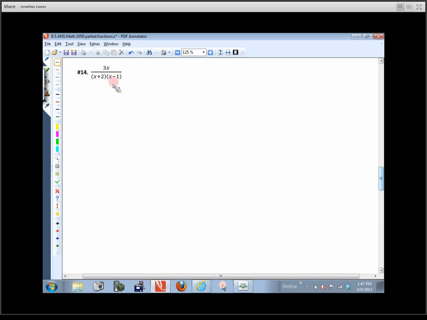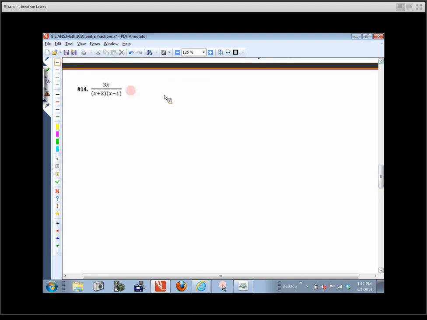So let's do this one right here. This is number 14. It may or may not be on your assignment, but it's out of the book. It's just like the stuff that you're going to see. What favor have they done for us? It's already factored. So would you please break that up into some parts?